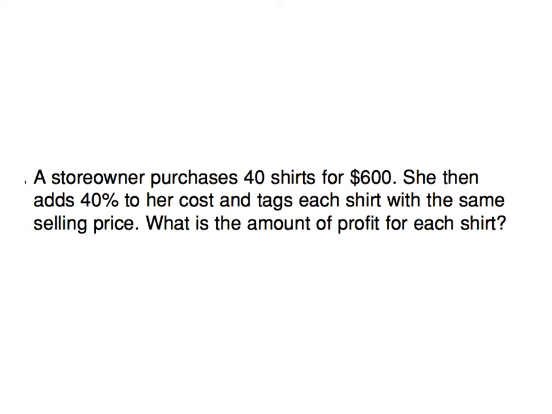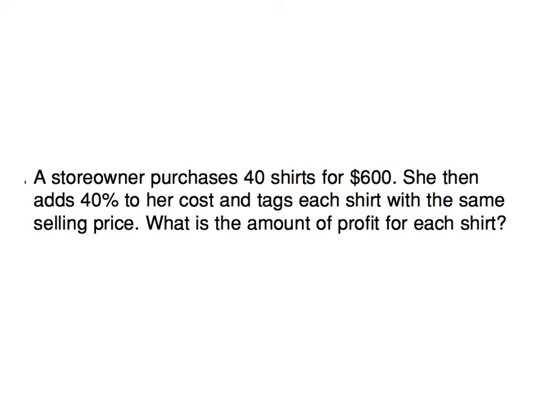We're going to add 40% to her cost. So what is 40% of 600? So 600 times 0.4 equals $240. So the percent increase is $240. So she's going to sell her shirts for 600 plus 240, which gives us a sale price. So all 40 shirts will be a total sale price of $840.